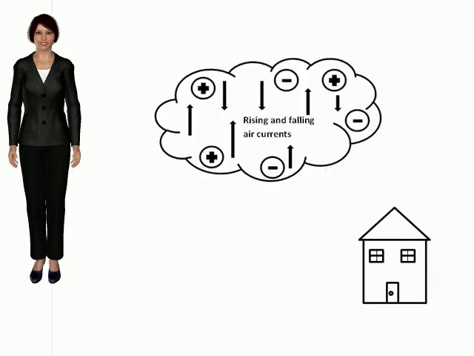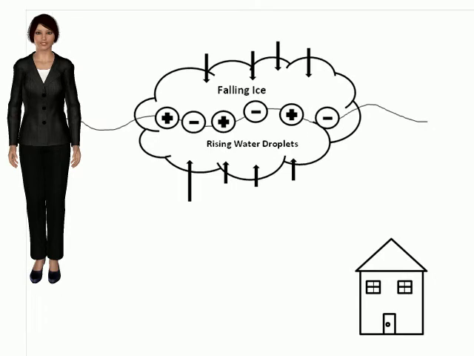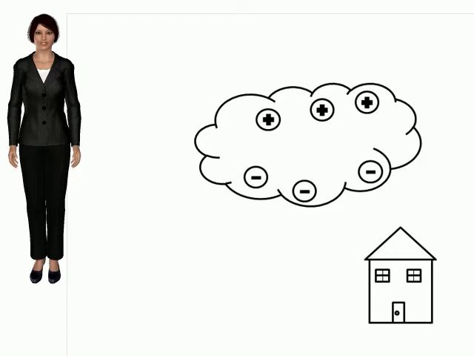Within the cloud, the rising and falling air currents cause electrical charges to build. The charge results from the collision of the cloud's rising water droplets against heavier falling pieces of ice. The negatively charged particles fall to the bottom of the cloud, and most of the positively charged particles rise to the top.